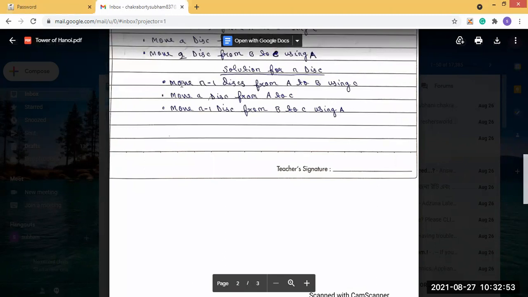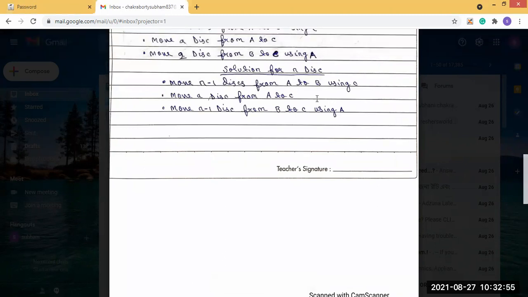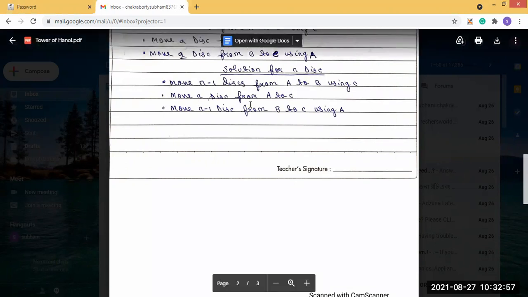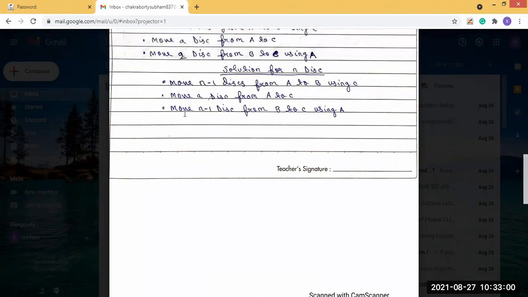Simply write this way. Step 1: move n minus 1 disks from A to B using C, then move a disk from A to C, and then move the n minus 1 disks from B to C. Simply write like this. There are no such rules. If you can't remember the algorithm, there is no problem. Simply write these steps.